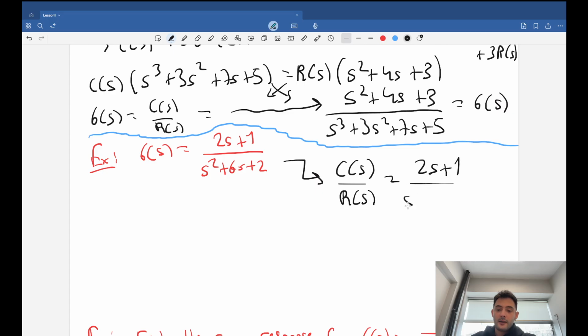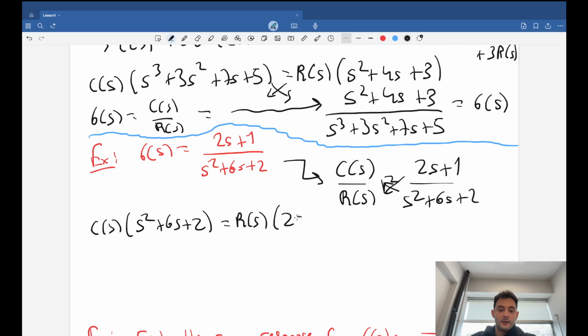I'm writing down as it was. And yeah, so let's do this multiplication for each part. So Cs, 2s, s squared, 6s plus 2 equals Rs, 2s plus 1. By the way, I solve questions as I get used to, but they might be different, so just relax.